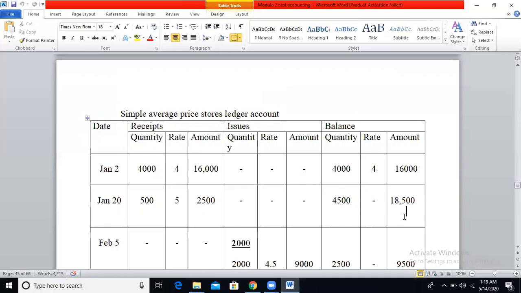So in case of simple average price method, you have to add all the receipts to the balances and deduct all the issues from the balances. Now for the first transaction, we are having the balance of 4,000. If you made any receipts, you have to add that. For the quantity, add the quantity: 4000 plus 500, 4500. For the total amount, you have to add the total amount: 16,000 plus 2500, total value will be 18,500.